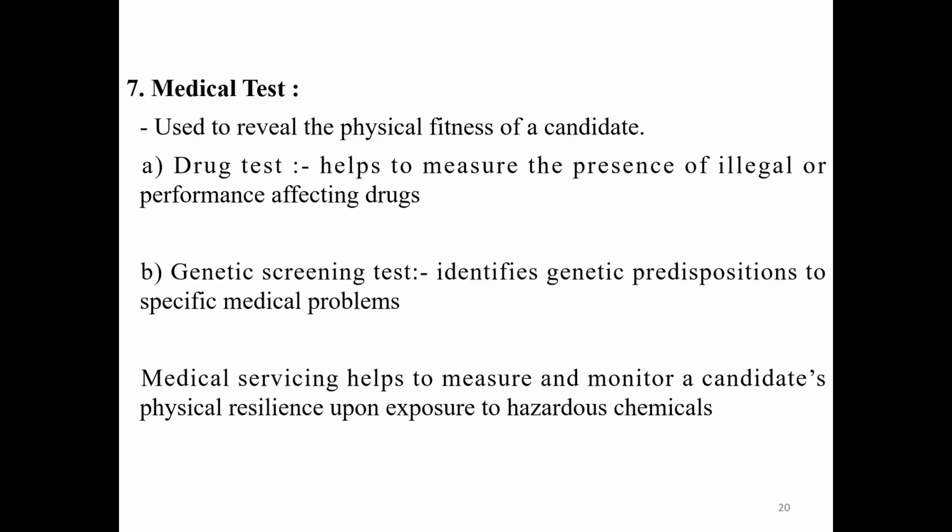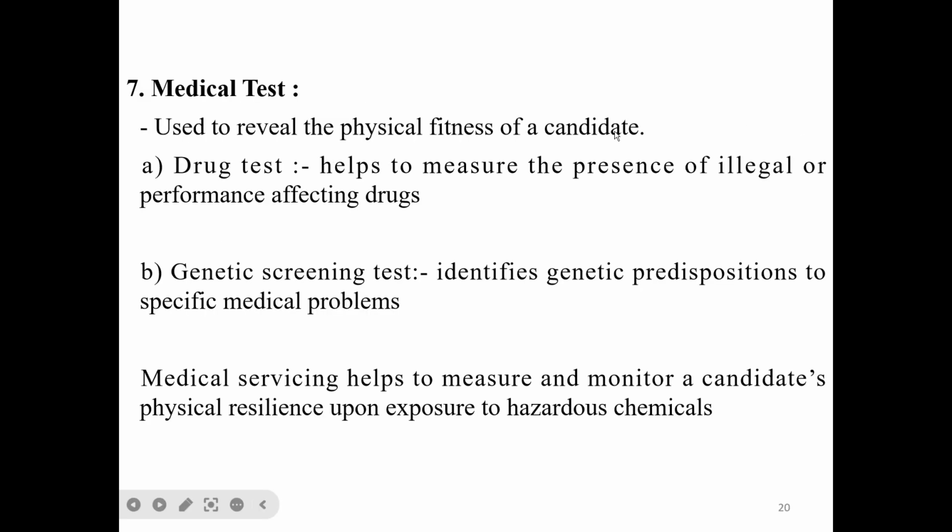Basically, if you're a computer science background student, your daily routine is that you need to work with laptops. So if you have poor eyesight, then you cannot work on that particular software or computer. So it's a background for that. So they need to test whether the student is able to work or not. Next, apart from that, a drug test will be given, to check whether the student is taking any drugs or not. Genetic screening tests will identify genetic predispositions to specific medical problems.